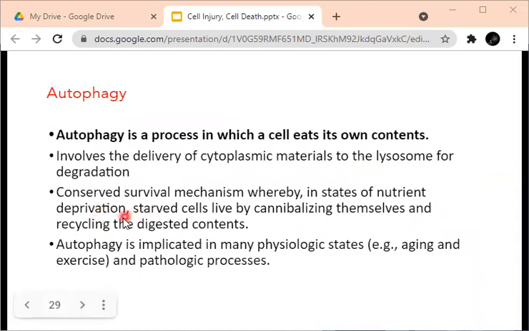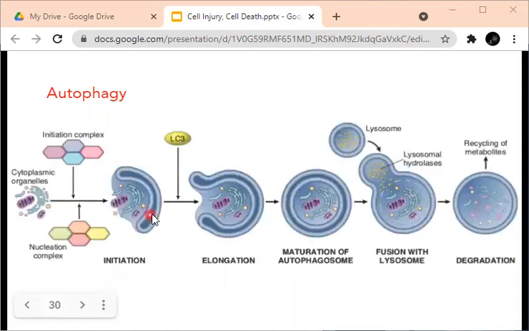And it is a conserved survival mechanism whereby in states of nutrient deprivation, starved cells live by cannibalizing themselves and recycling the digested contents. Oh my God. So there is cannibalism in our body, in cases of survival of the fittest. Okay, autophagy is implicated in many physiologic states such as aging and exercise, and also in some pathologic processes. So this is autophagy.